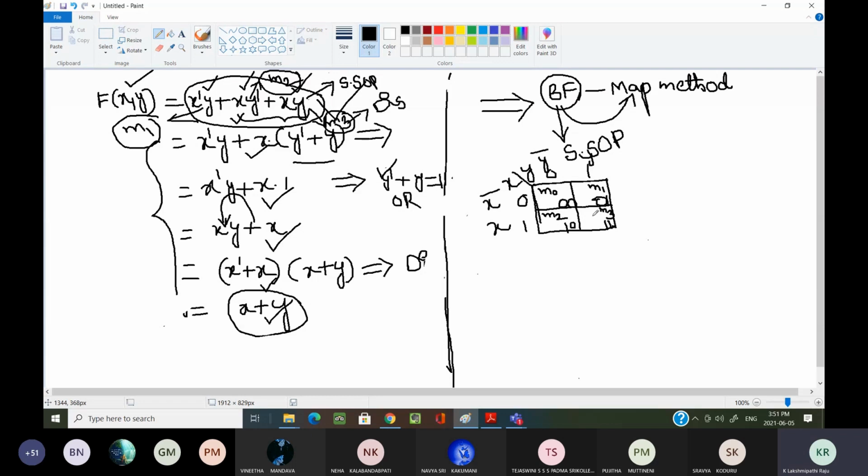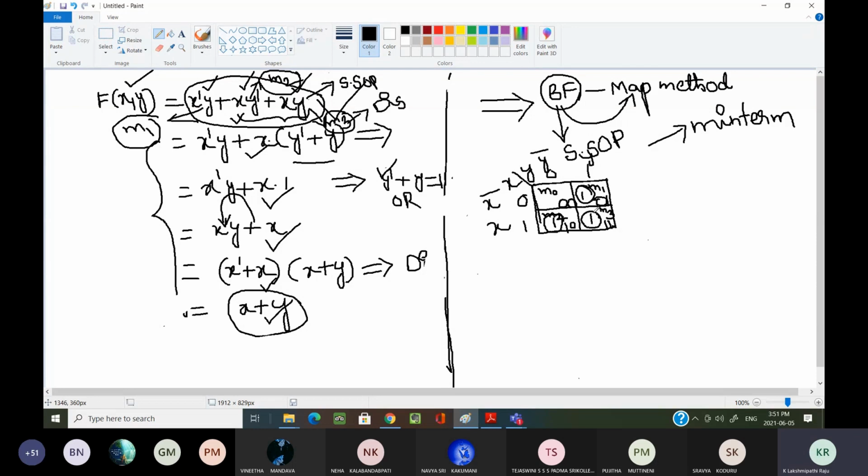Now, how to simplify the map? How many min terms are there in the given expression? 3 terms. Okay, listen, 3 terms only. You have to fill the map, each and every term, with 1. If it is min term 1, then I should fill the map with this 1, logic 1. Here also 1, here also 1. I can fill the map by using ones.